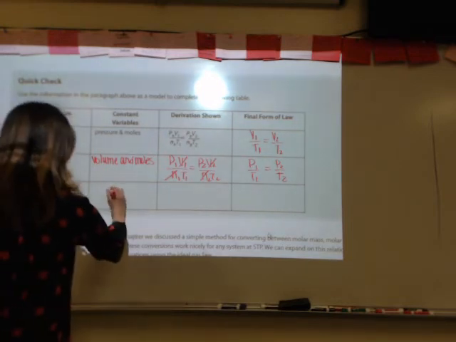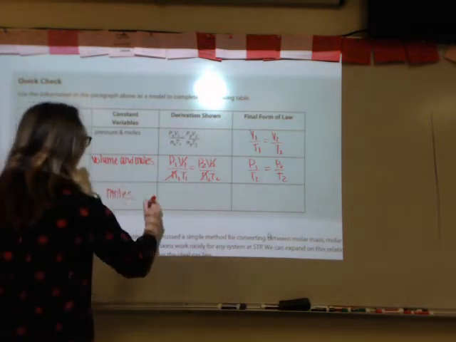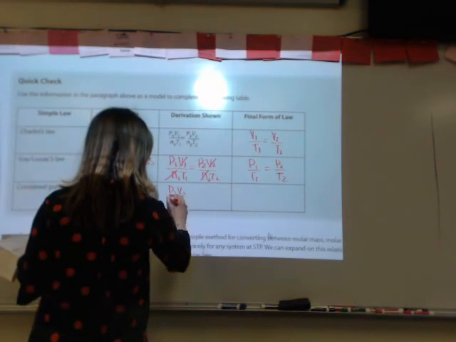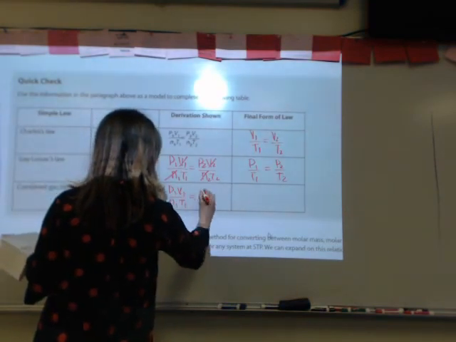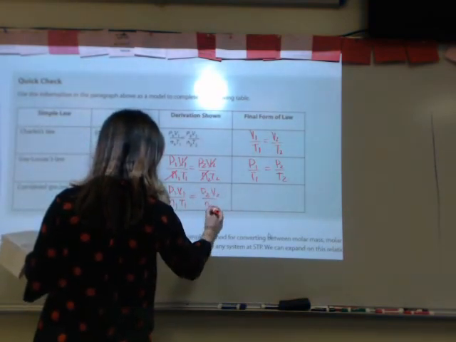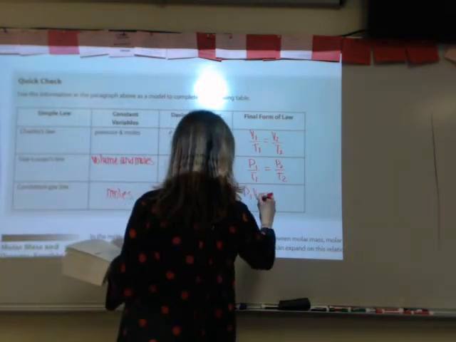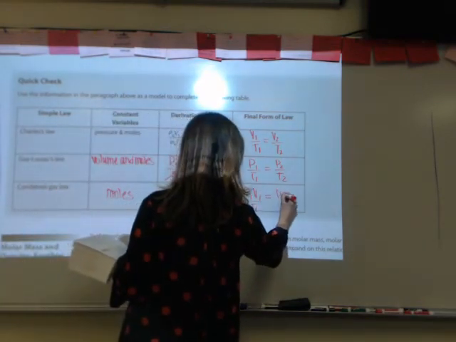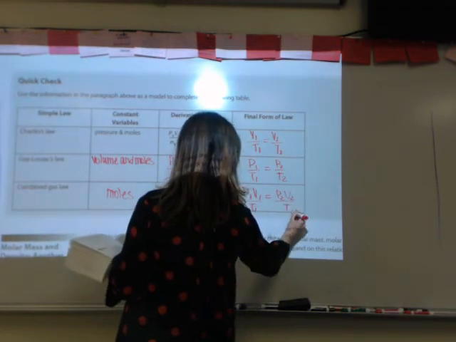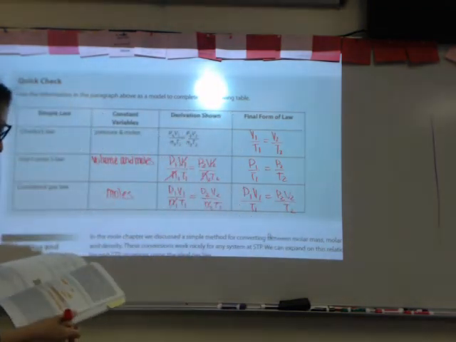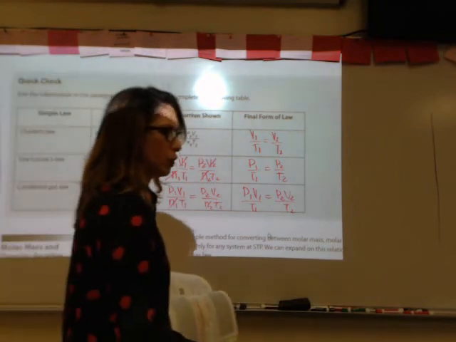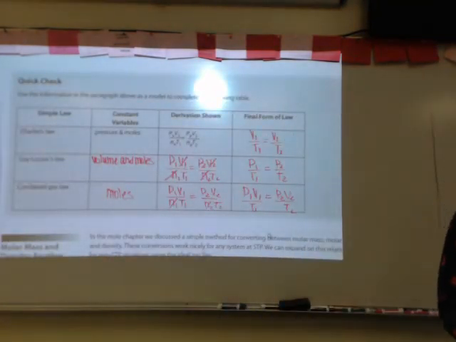For the combined gas law, I have moles being held constant. So if I cancel out N, I end up with P1 V1 over T1 equals P2 V2 over T2, which is the combined gas law.